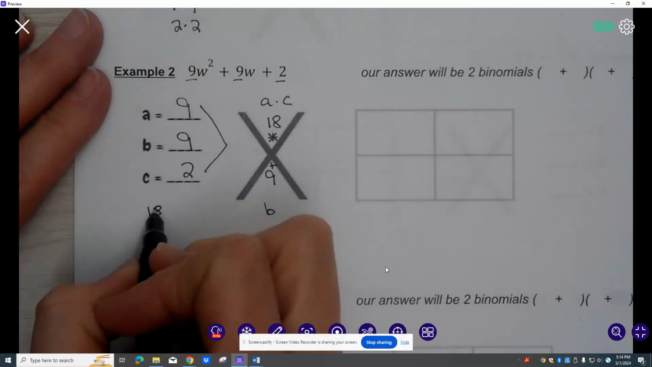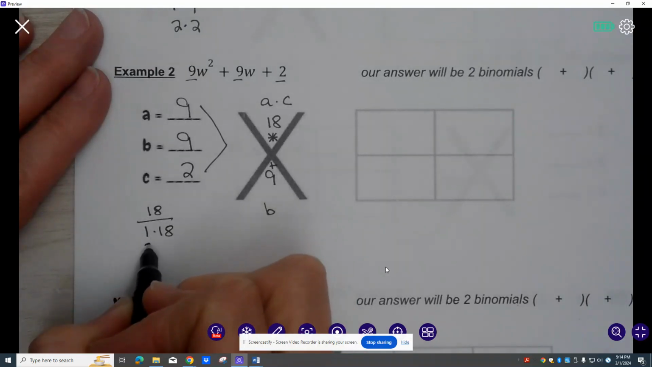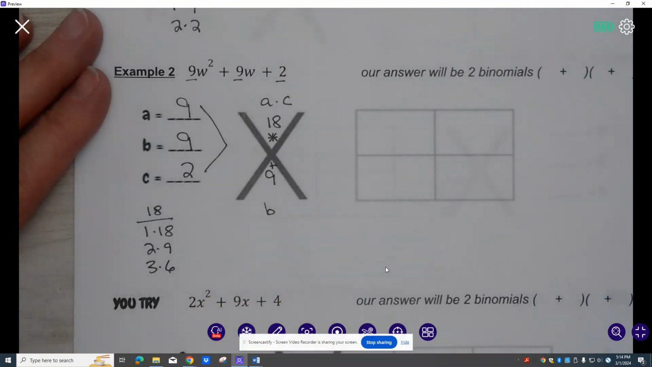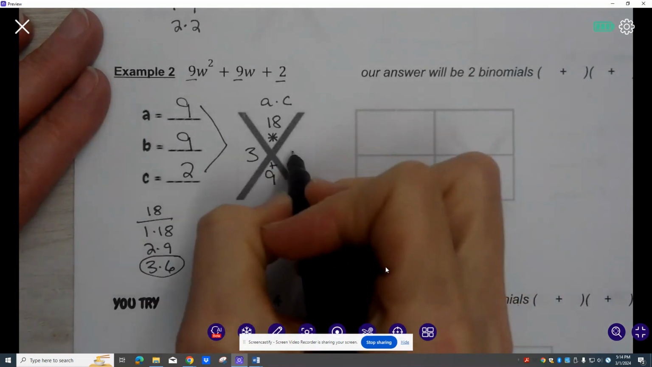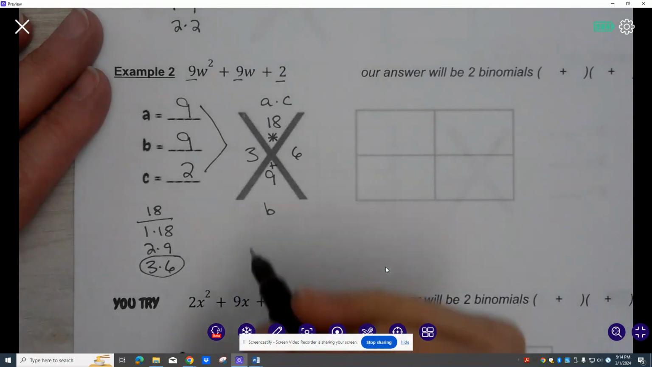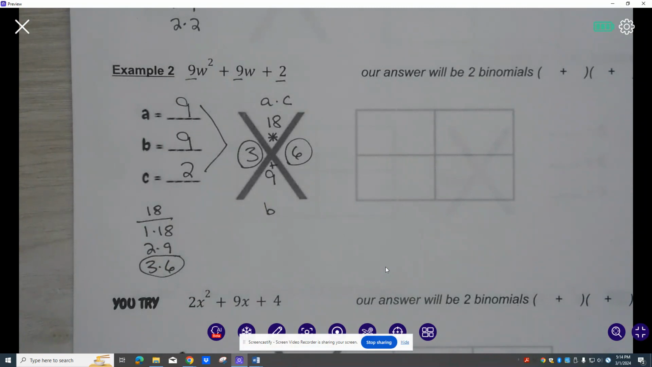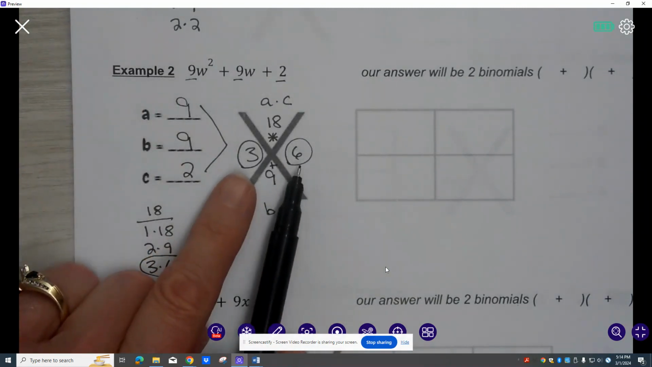Again, if you can't think of those right away, then you need to use your calculator or use a multiplication sheet to find all the factors of 18. These are all the factors of 18, and the two that multiply to give you 18 and add to give you 9 are 3 and 6. So put those right there and then circle those because we are using those again. All these other numbers we're not really using again, but these two we are.